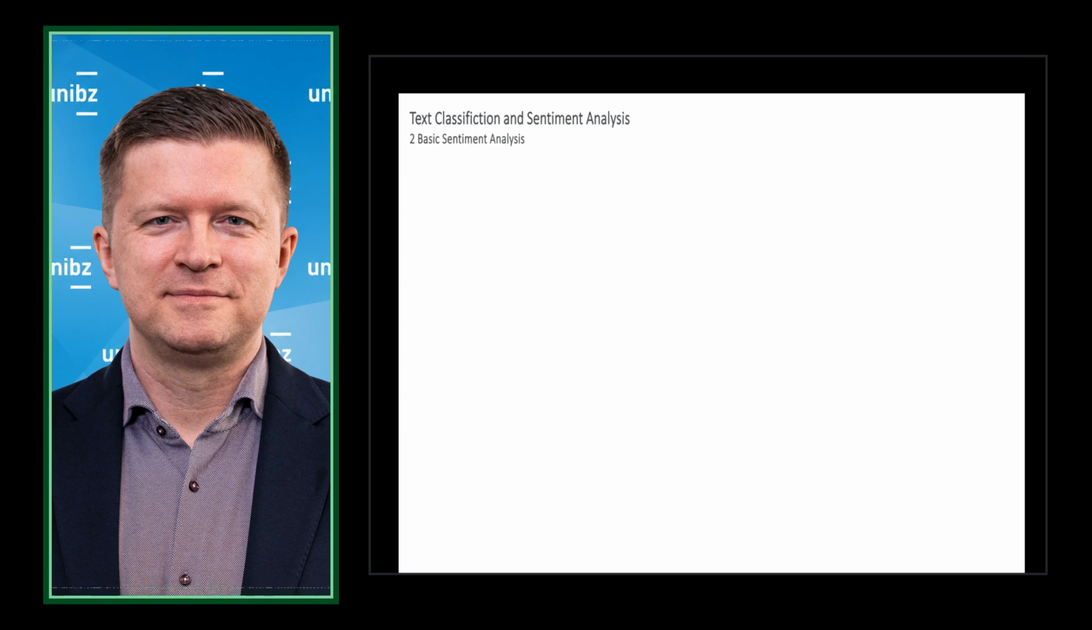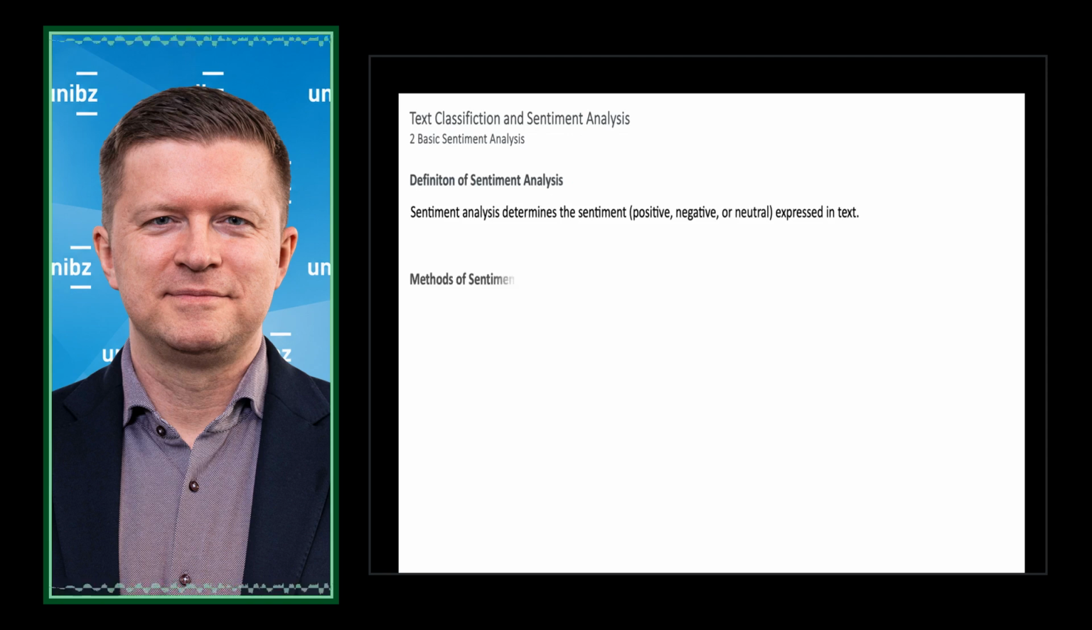So again, what is sentiment analysis? As the name suggests, we determine the sentiment, so positive, negative, but also neutral, which we haven't seen yet, which is expressed in the text. And there are basically 2 methods to do this. The first method is rule-based, and it uses predefined lexicons with certain words or blacklists. And the other one is, of course, machine learning. So trained models on labeled sentiment data sets.